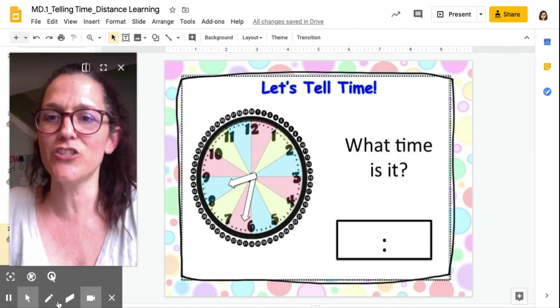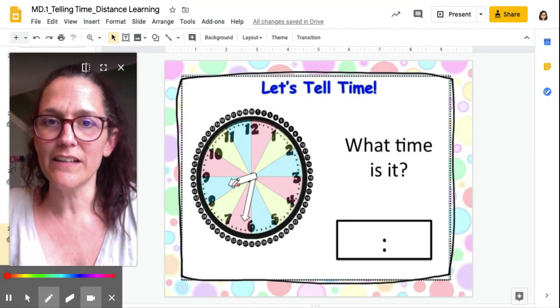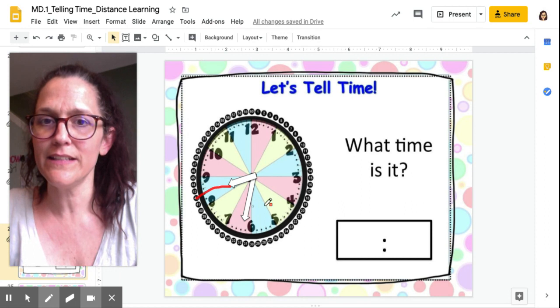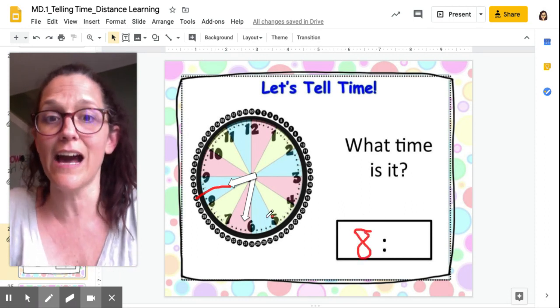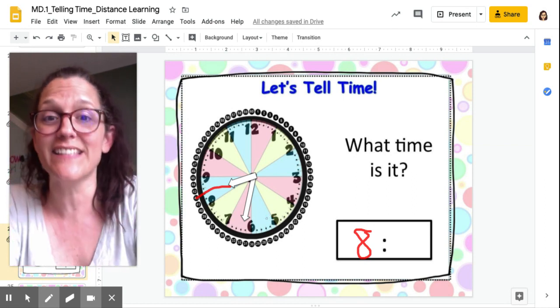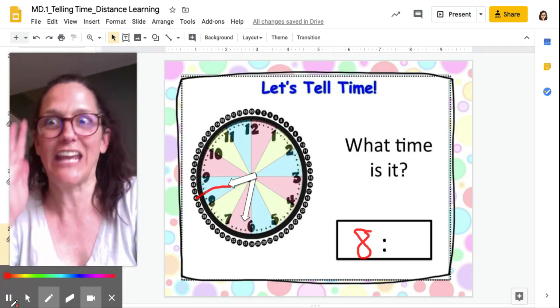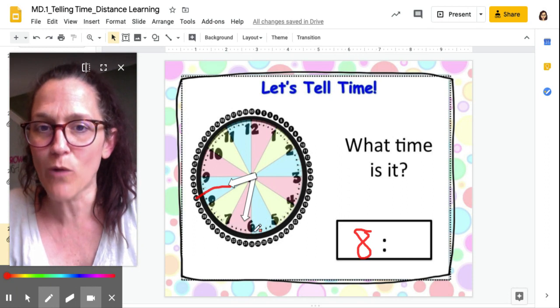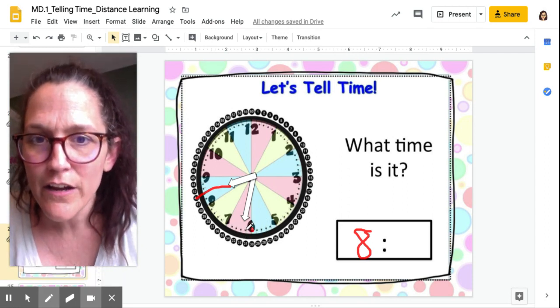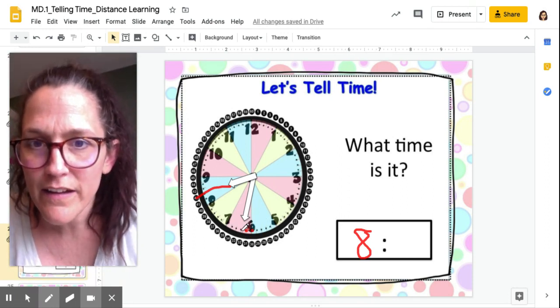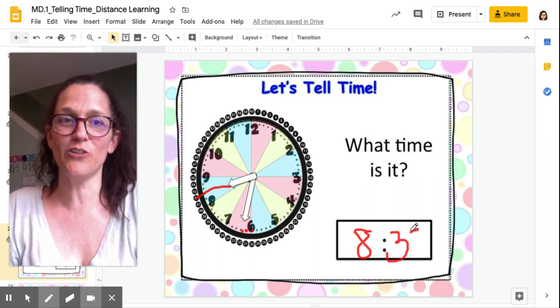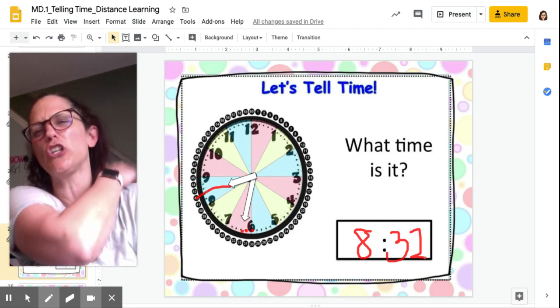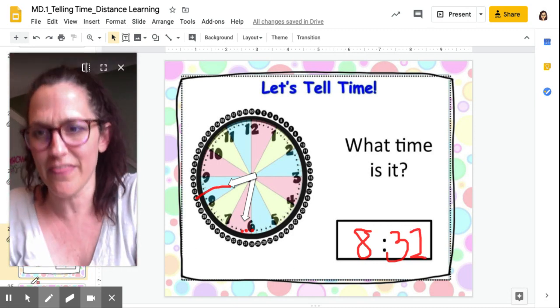Okay, great job. Let's look. Drew out my hour hand. It's before the 8, not yet to the 9, in the 8 o'clock house. I remembered that 6 was 30, so I didn't even have to count by fives. I just started right here and said 30, 31, 32. 8:32. If you got that correct, give yourself a huge pat on the back.